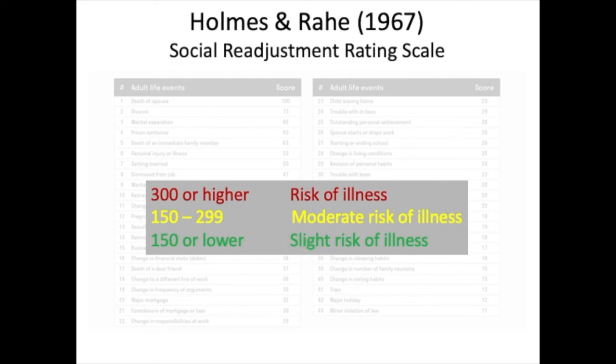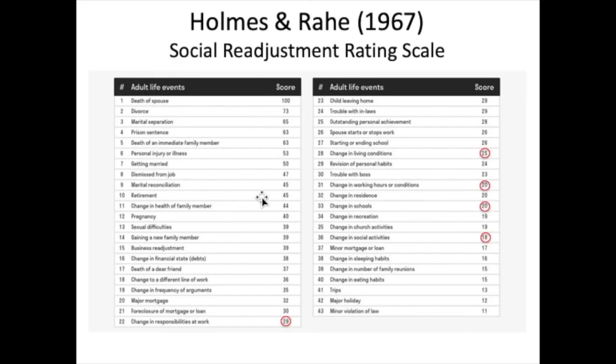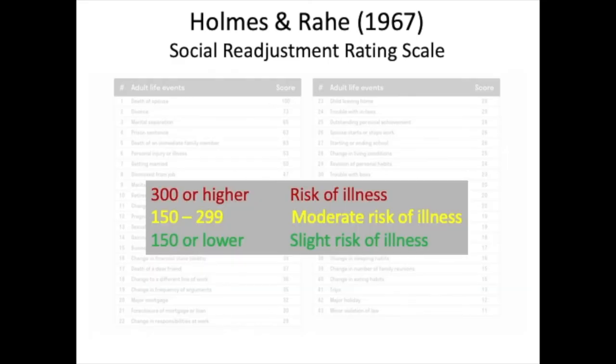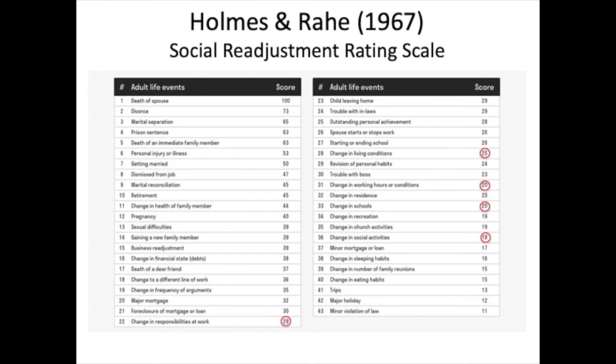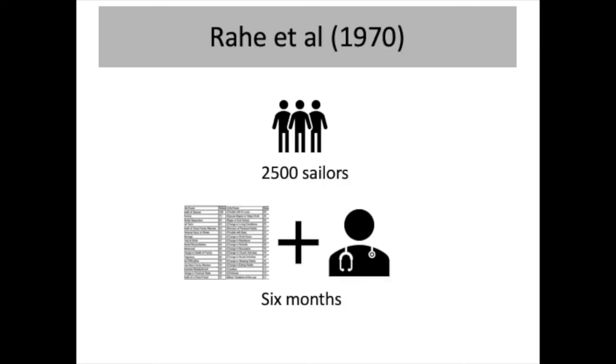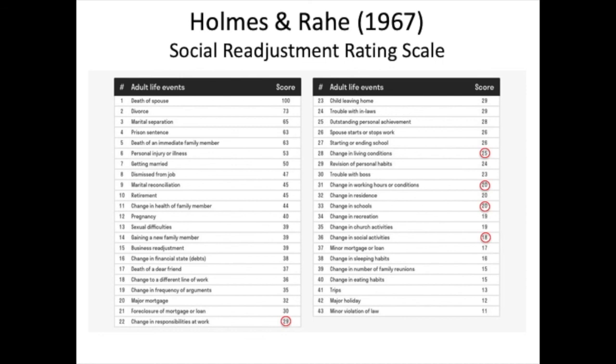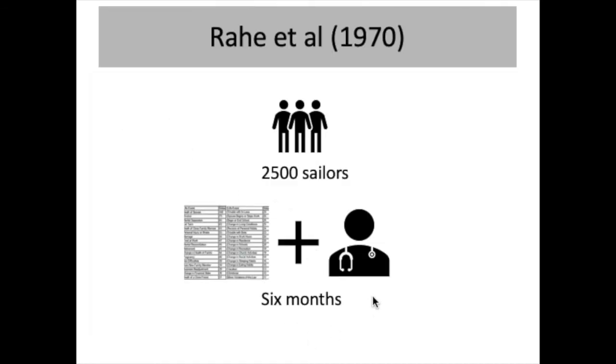So this is one way to measure stress, one way to quantify it, by looking at life events. So Rahe et al. 1970 tried to test whether this is valid, or rather whether this is reliable. What Rahe did was, he found 2,500 US military members, who are sailors. He asked them to complete the SRRS, so they come up with a number. And for 6 months, they notified their visits to the clinic, to the dispensary, so basically whether they tend to get ill or not.